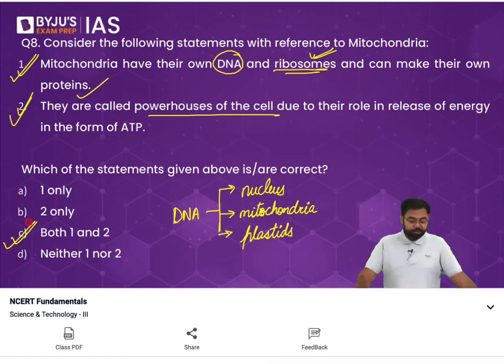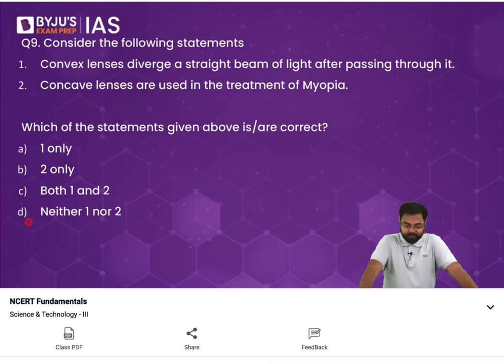Moving on, question number 9. Consider the following statements. Convex lenses diverge a straight beam of light after passing through it.